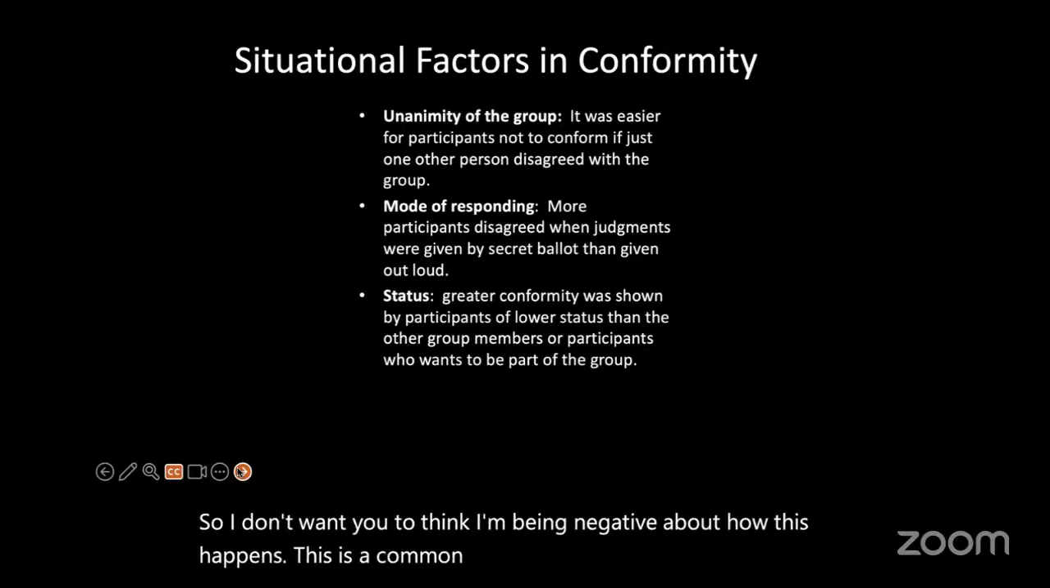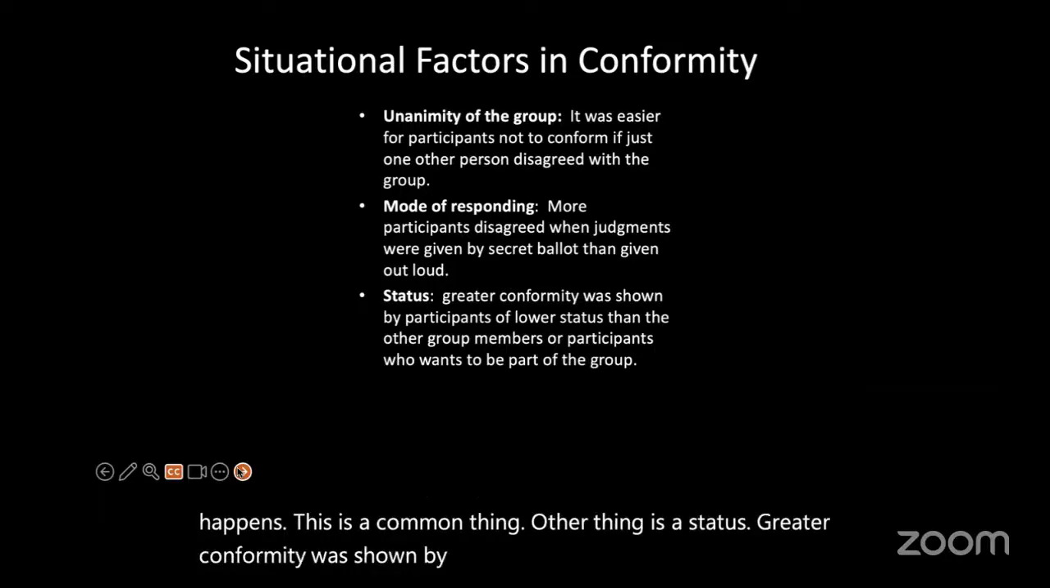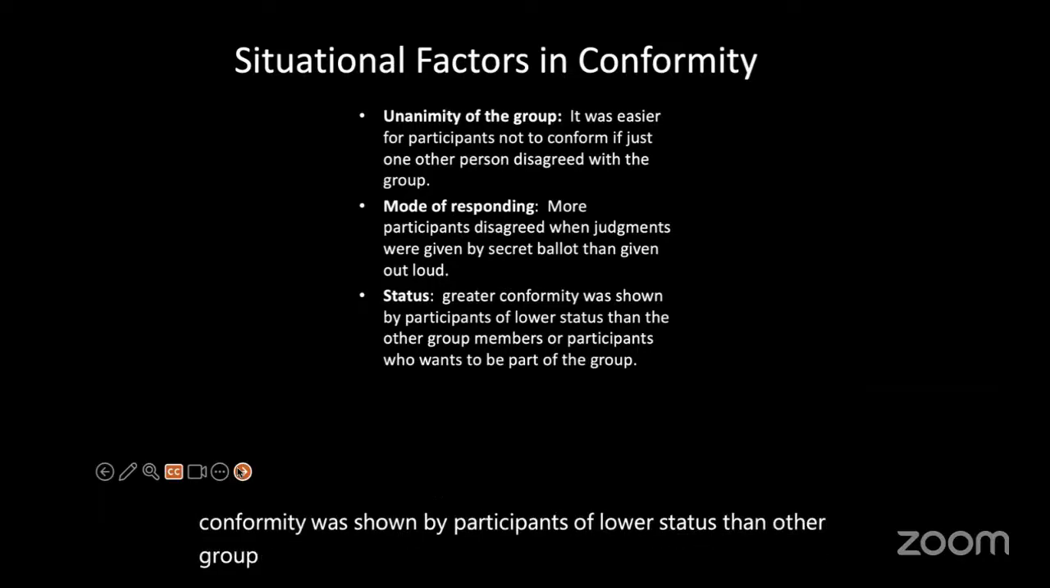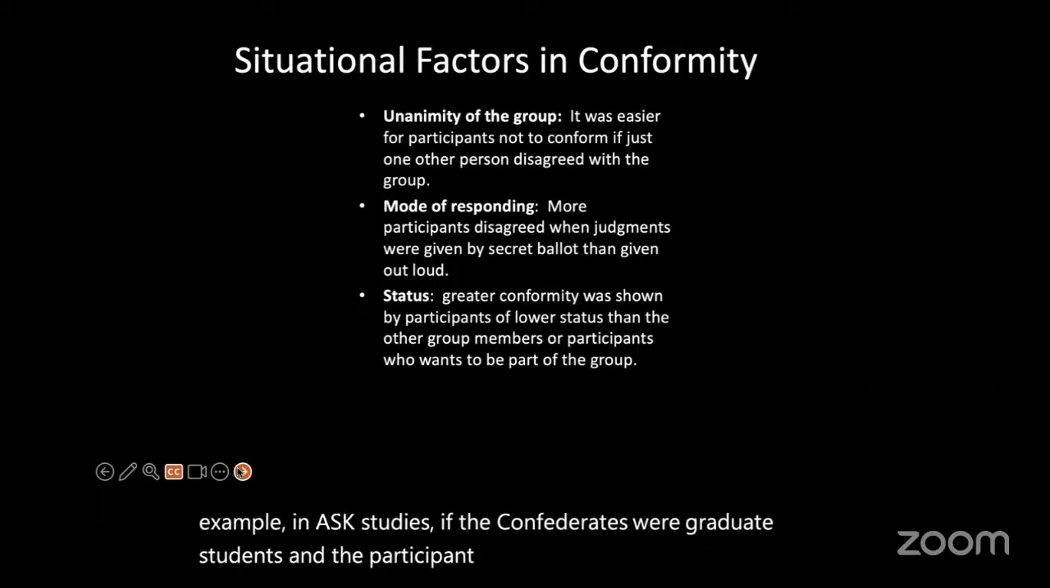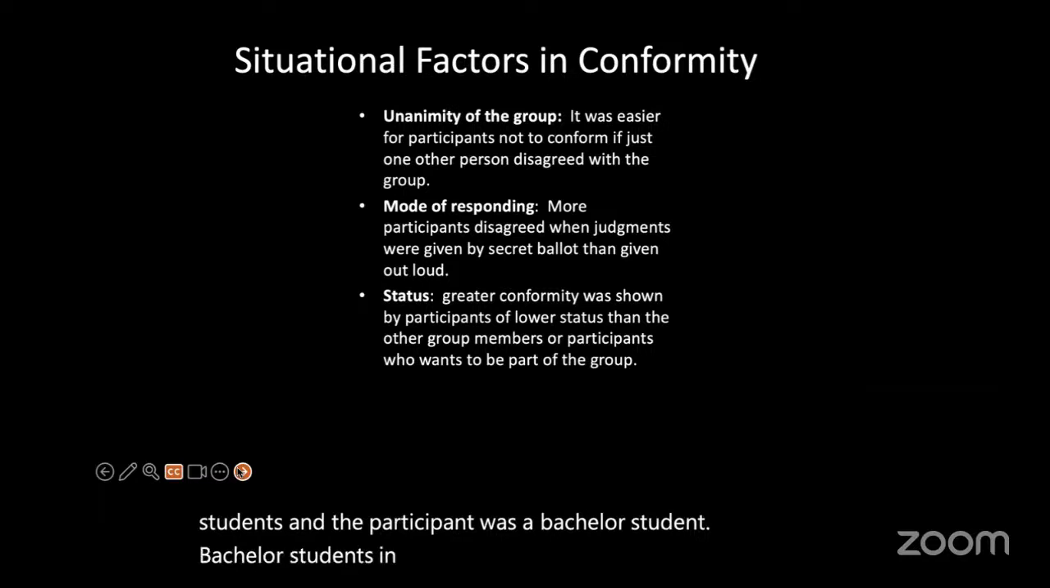The other factor is status. Greater conformity was shown by participants of lower status than other group members. So if people had more perceived pressure, for example, in the Asch studies, if the confederates were graduate students and the participant was a bachelor's student, in those situations participants tended to conform to the group more often.